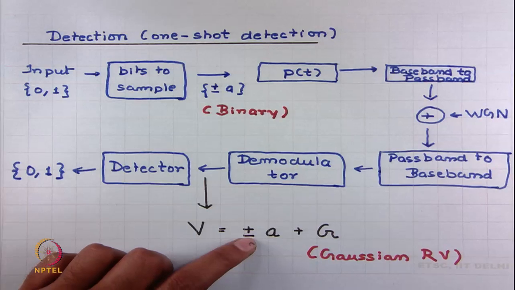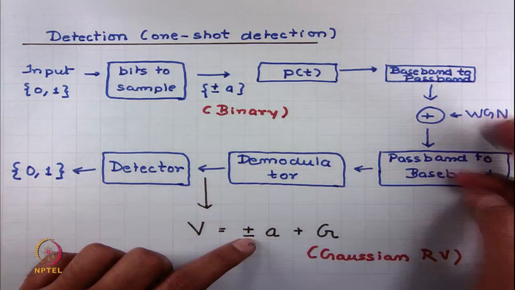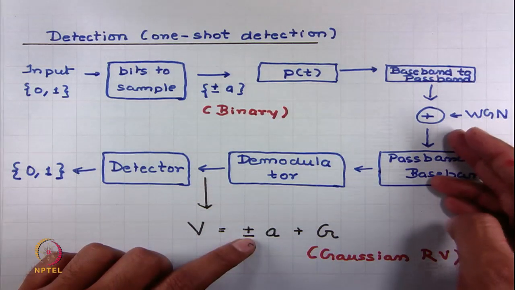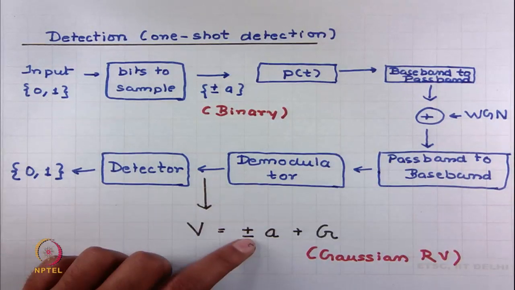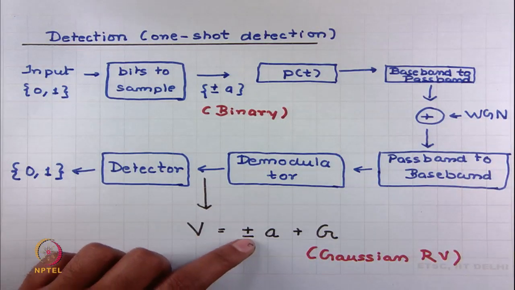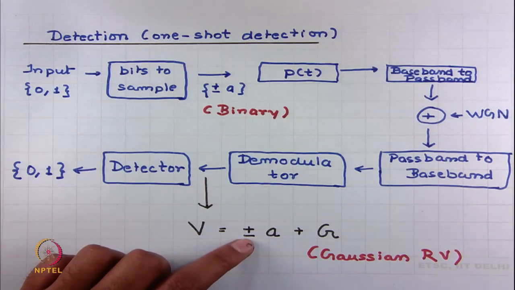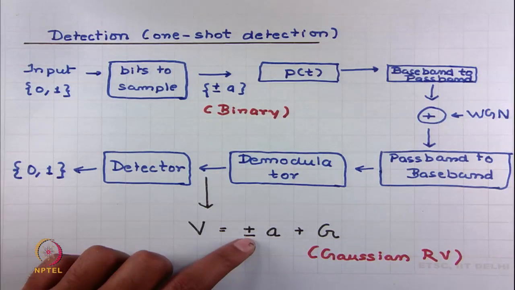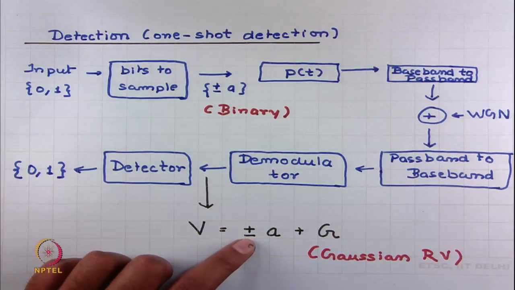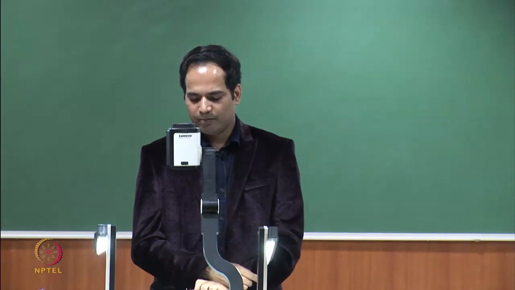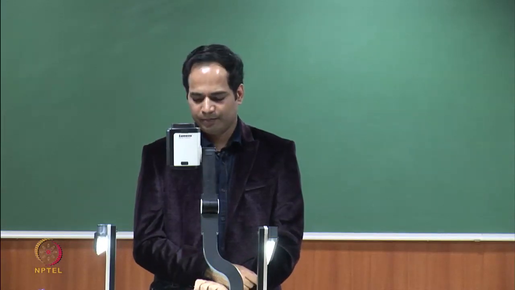Later on, we will look into issues like what happens when this passband noise is converted to baseband noise, and what happens when this interacts with the demodulator and things like that. But to start with, the problem statement that we have is a pretty simple one. We have a Gaussian random variable V, and this Gaussian random variable is shifted because of the transmitted symbol.